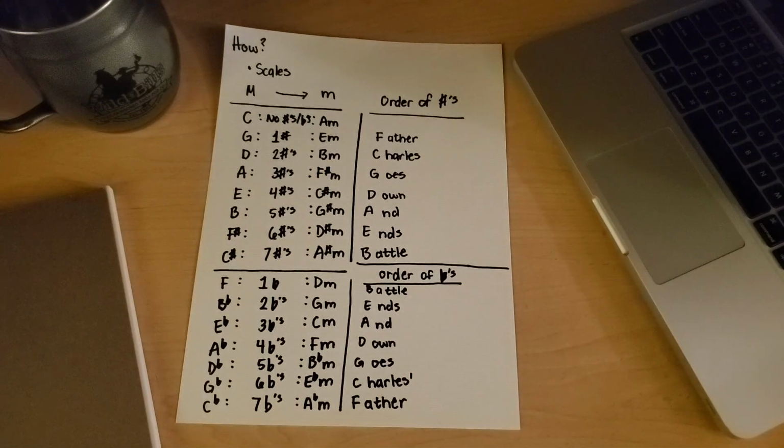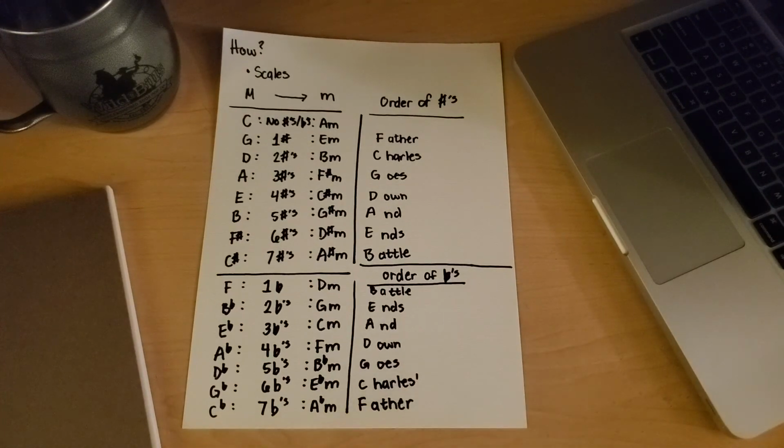The order of sharps and flats is the order in which you are going to be placing them in the sheet music. So whenever you're ready to write down key signatures, this is the order that you will be going in.